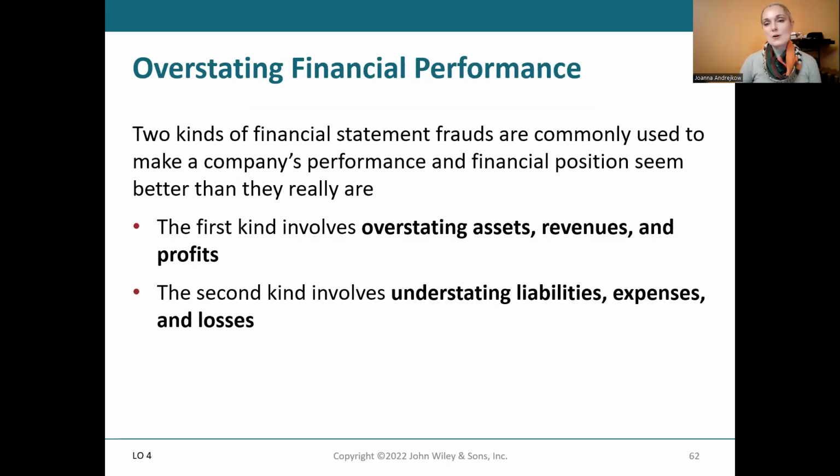There are two types of financial statement fraud companies may engage in when they're overstating financial performance. One is overstating assets, revenues, and profits. This one deals with the asset side of the balance sheet, and you are showing that you have more assets, cash, accounts receivable, and in turn more revenues and in turn profits, right? Because revenues and profits are closely tied together.